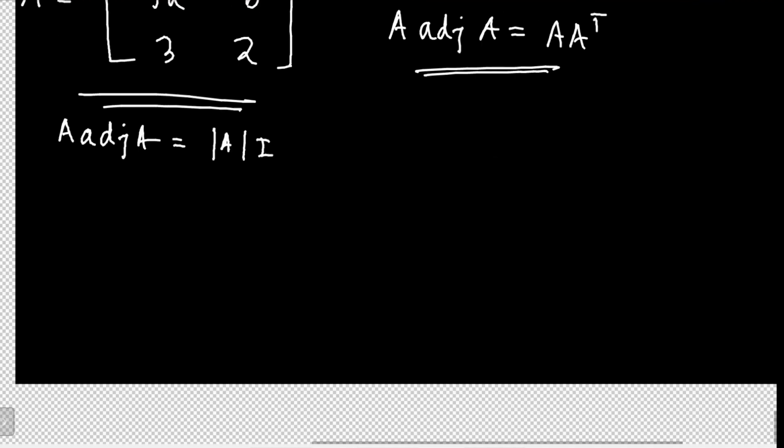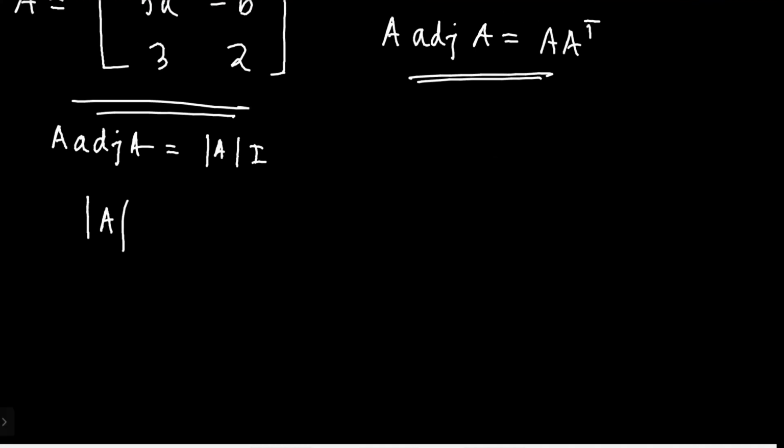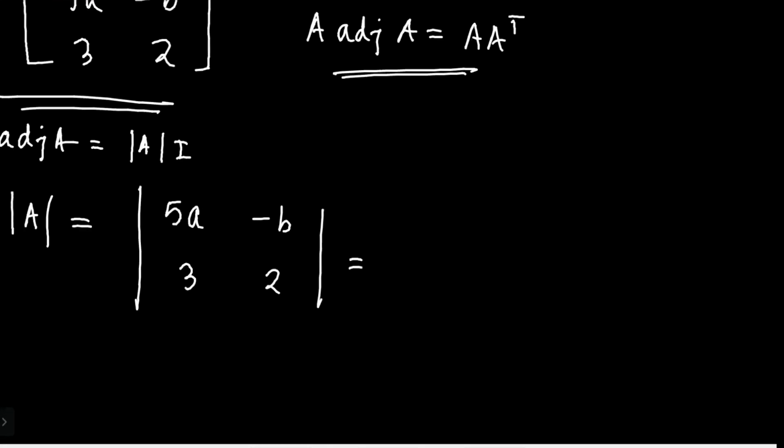So from this we can find out the value of data. Okay, so it will be what? Determinant of 5A minus B, 3 and 2. So what will be this value? It will be 10A plus 3B.